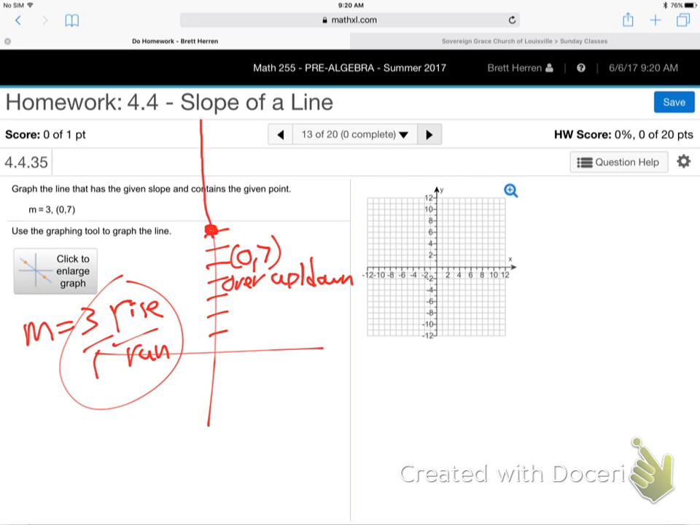From the 0, 7, you rise 3. 1, 2, 3. Go up 1, 2, 3 over 1. And then you just connect the two dots. Does that make sense? I went up 3 over 1. Rise 3, go over 1. Up 3 over 1. Is that good? And there's our two dots.